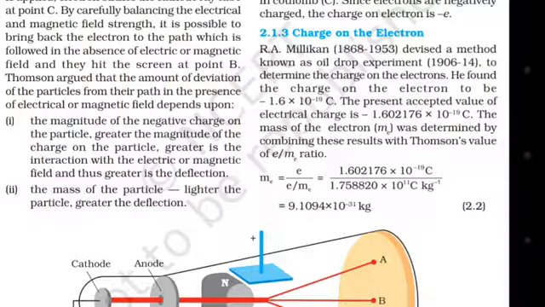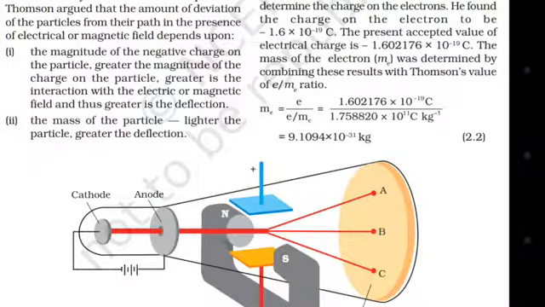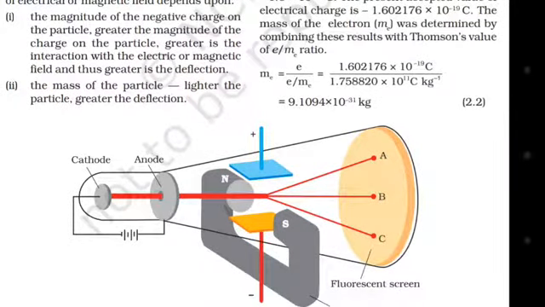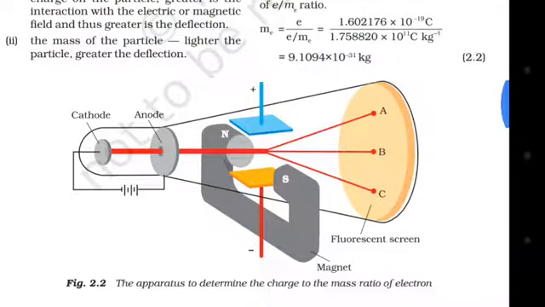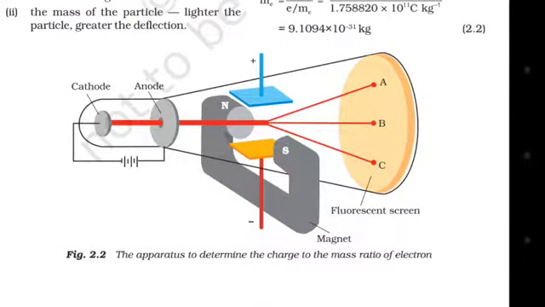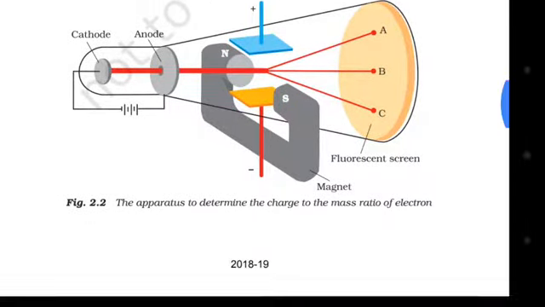The mass of the electron me was determined by combining these results with Thomson's value of e/me ratio. me = e/(e/me) = 1.602176 × 10^-19 coulomb divided by 1.758820 × 10^11 coulomb per kg, which gives finally 9.1094 × 10^-31 kg. This is equation 2.2.